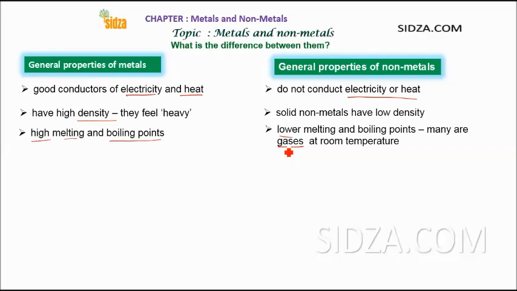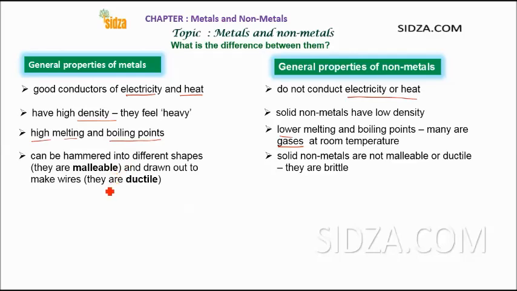But most of the metals, or you can say almost all the metals, are solids, except mercury, right? We'll discuss the exceptions later on. So that means metals have high melting and boiling points, and non-metals have low melting and boiling points.